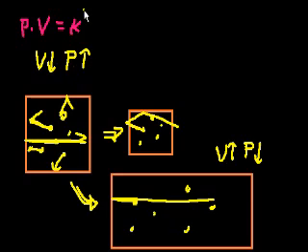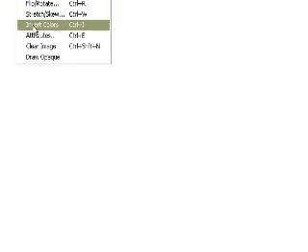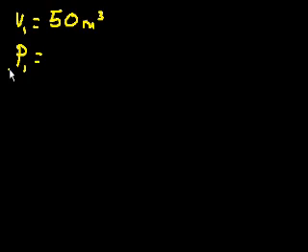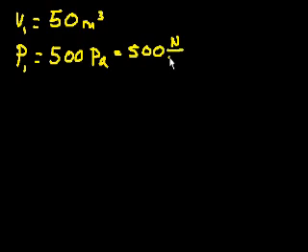So let's say I have a box or a balloon or something, and let's say it has a volume. Let me call this the initial volume. Let me erase all of this. So let's say my initial volume is 50 cubic meters, and let's say my initial pressure is 500 pascals. And just so you remember, what's a pascal? That's 500 newtons per meter cubed.